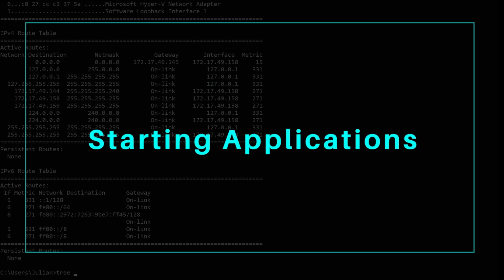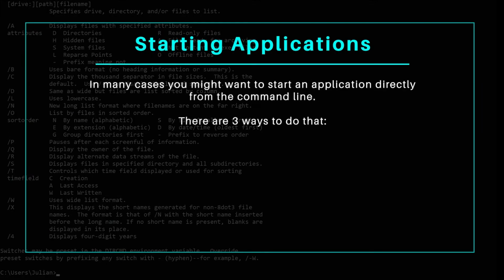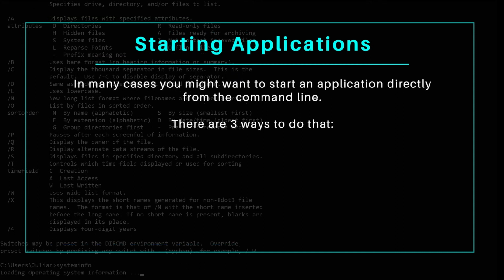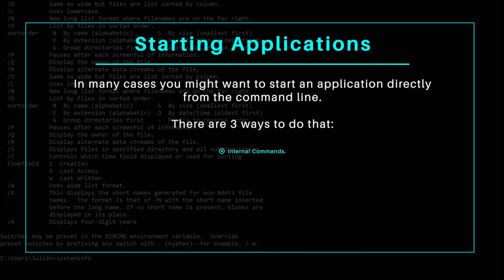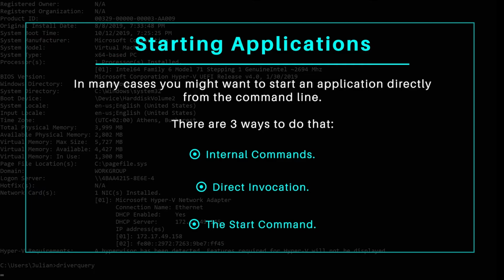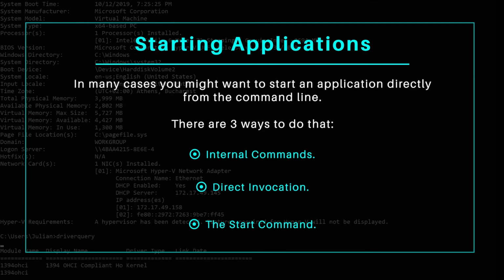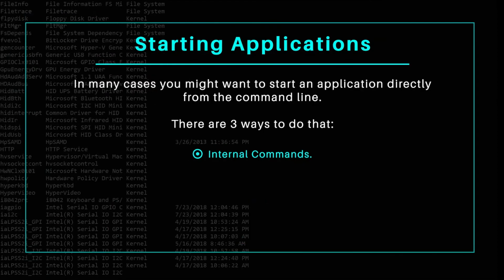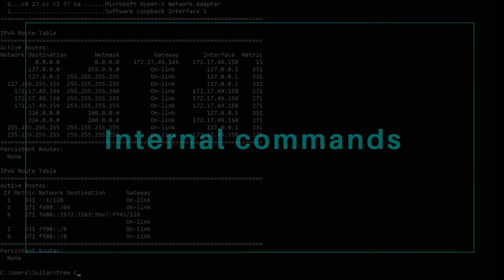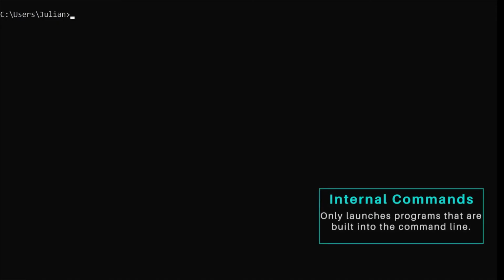Starting applications. In many cases, you might want to start an application directly from the command line. There are 3 ways to do that: internal commands, direct invocation, the start command. Let's go over each one of them. Internal commands. Internal commands is what we have been using thus far. With internal commands, you can only launch applications that are built into the command line, such as echo or cd.